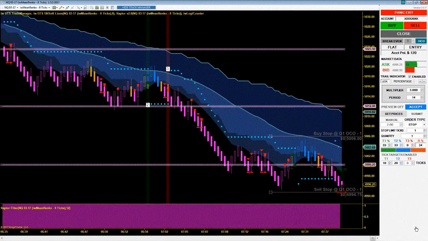And that is a very quick overview of all the tools that are included in the Raptor, in the new Raptor package. All right, let me step in real quick.